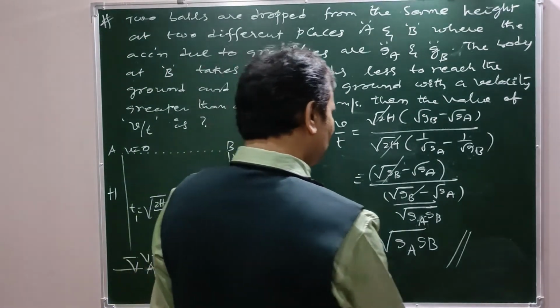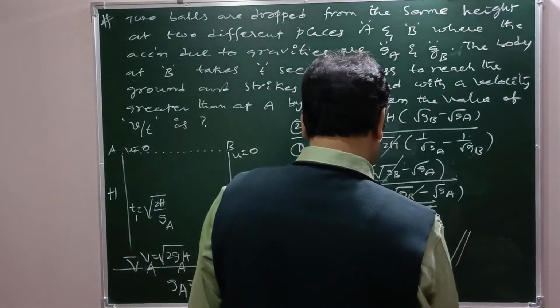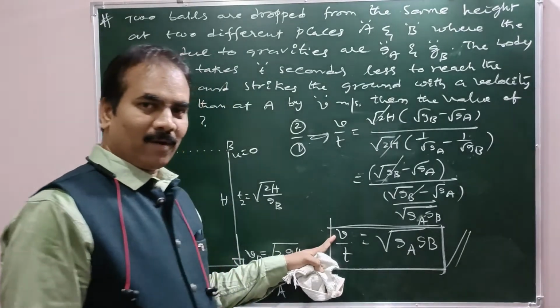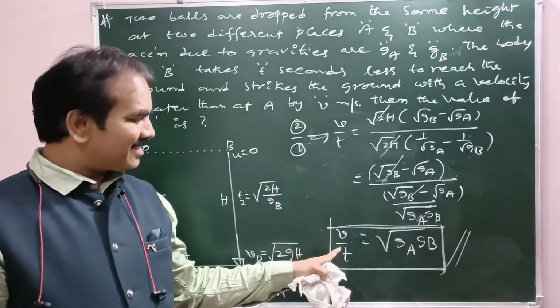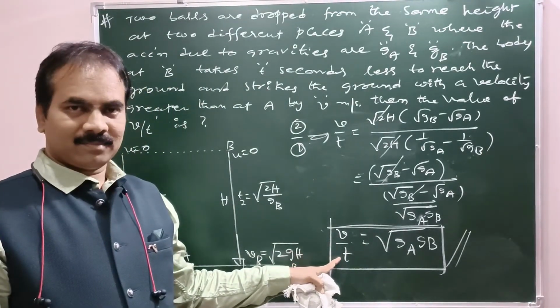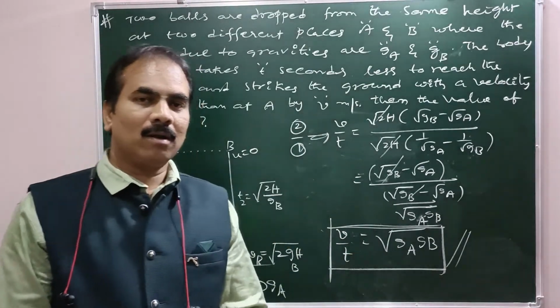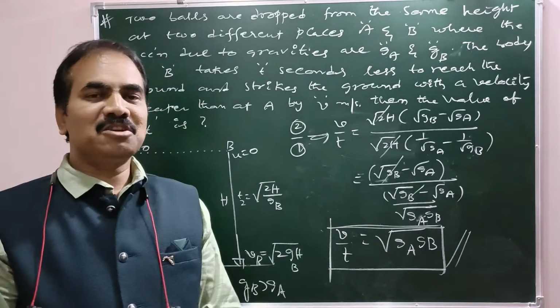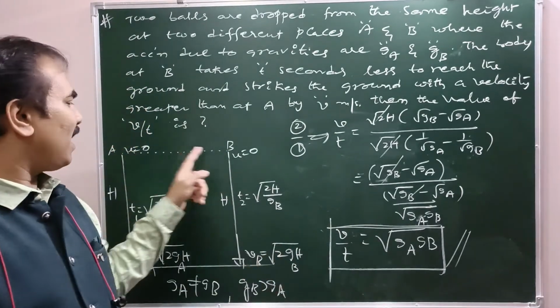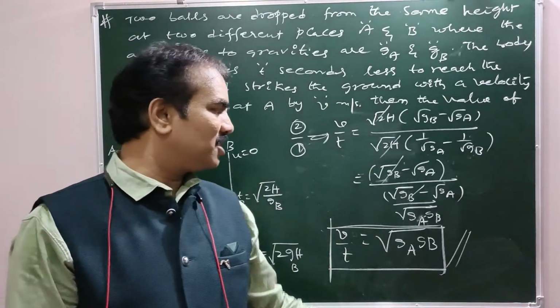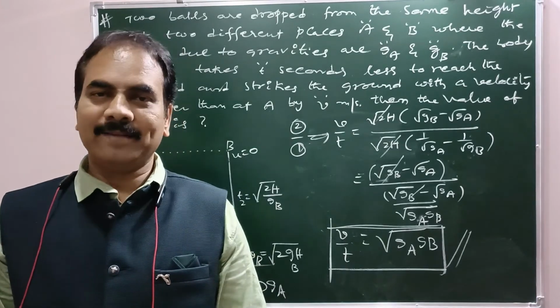So the additional velocity acquired divided by the lesser time to reach the ground at place B is equal to root over the product of acceleration due to gravity at place A and place B. That is V by T equal to root over GA GB. Okay.